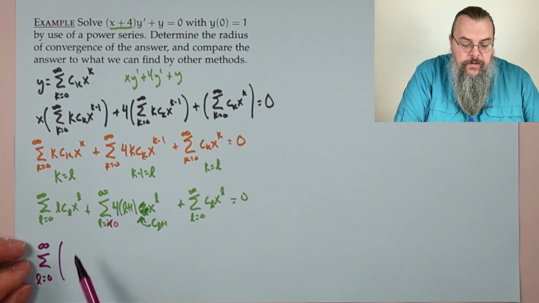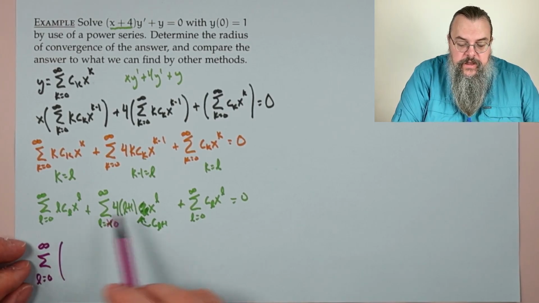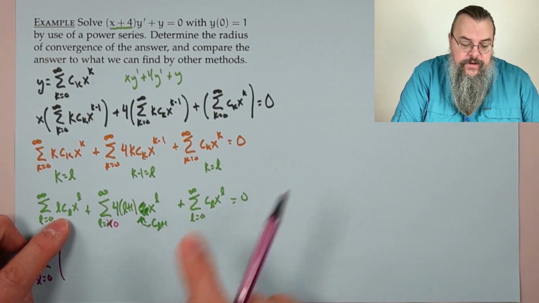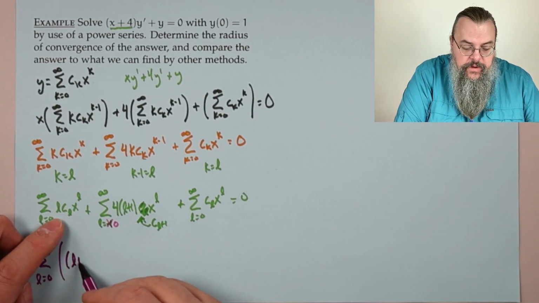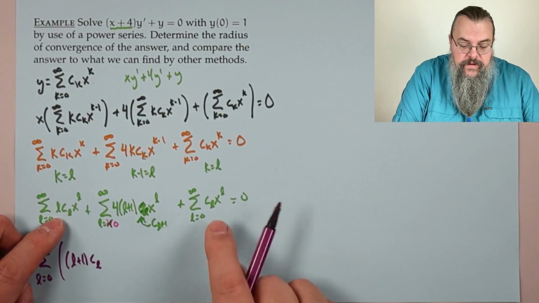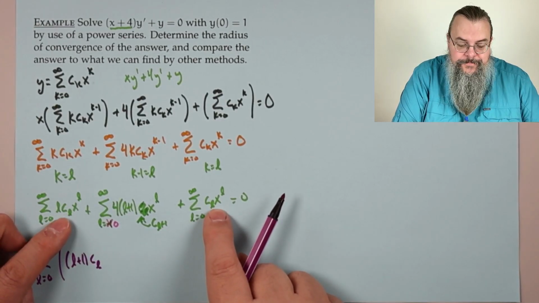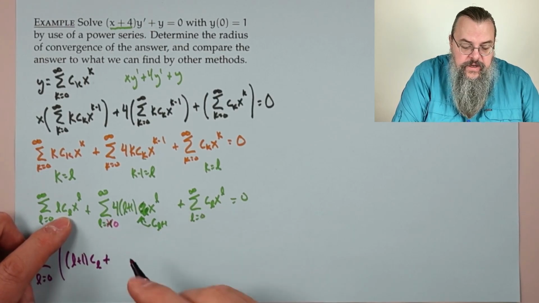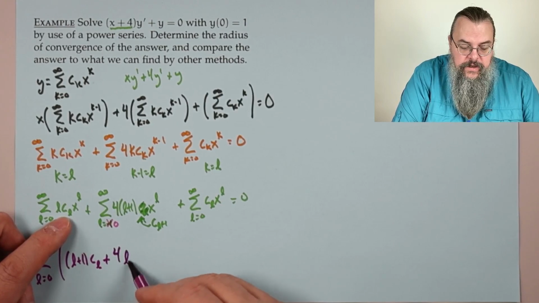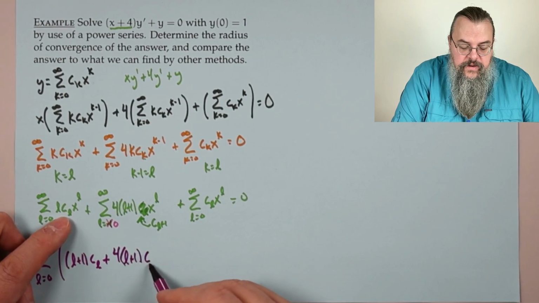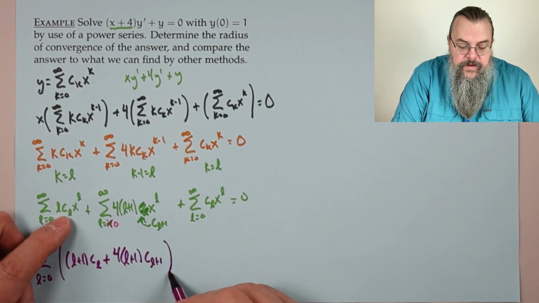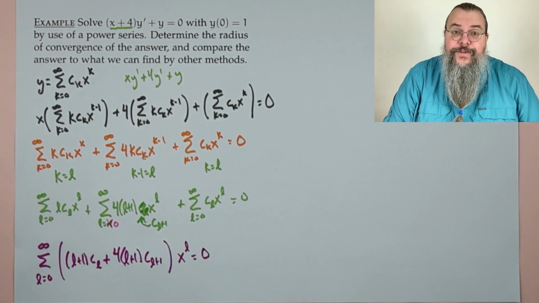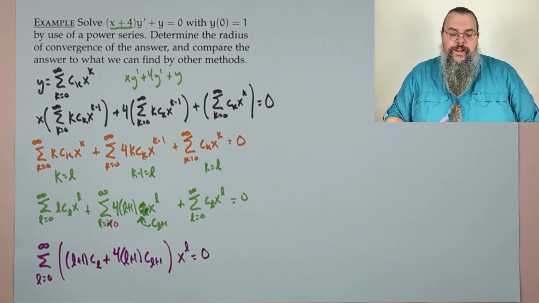Okay, well, we have an L C_L and then a C_L. So if we take those two together, we can write that as L plus 1 times C_L. Okay, that's those two terms together. And then we have plus, here we'll have 4 times L plus 1 times C_{L plus 1}. And that's x to the L, and we want that to equal 0.